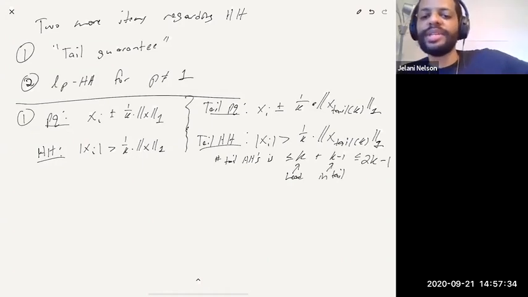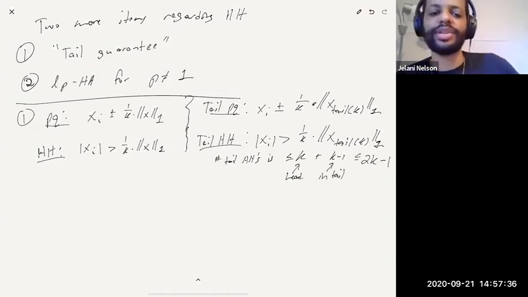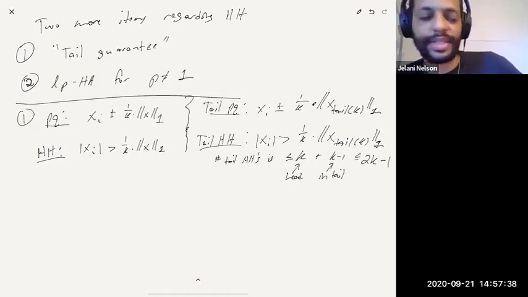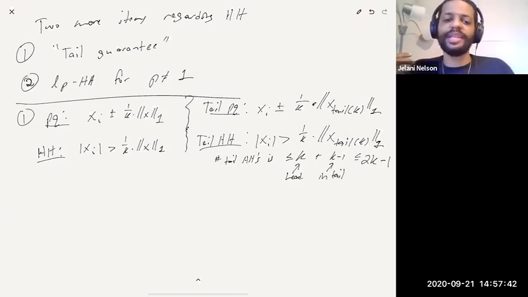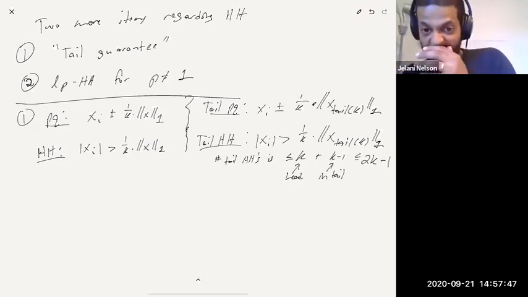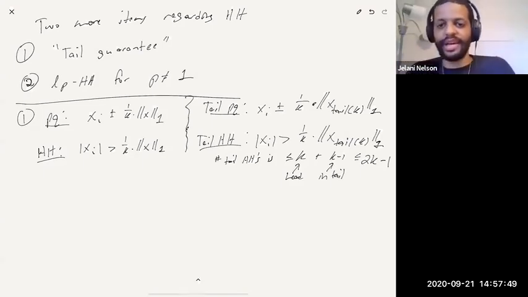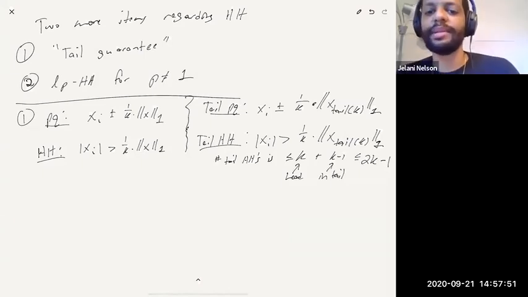So you could ask, can I solve the tail version of point query? Can I solve the tail version of heavy hitters? And the answer is yes. And basically, using the count sketch, you don't have to change the algorithm. Just a different but similar analysis of the same exact algorithm works. And I'll just give you a flavor of it.